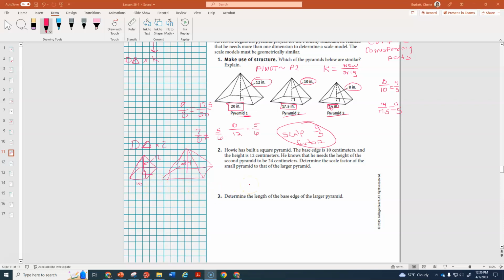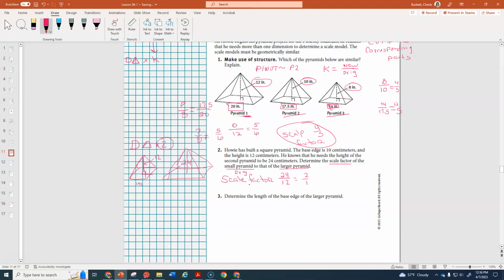But when they ask you for the scale factor, remember the scale factor is always written as a ratio, and we always want to put the bottom or the original number on bottom, and this says determine the scale factor of the small pyramid. That means they're calling this one the original one, that's the one we're starting with, to that of the larger one. We know that the answer should come out to be 2, and we should be able to see that it's 2 because we put the known measurement from the first one, which was 12, on top, the known measurement from the second one on bottom, and then we reduce it.